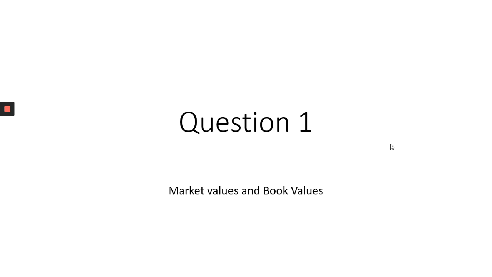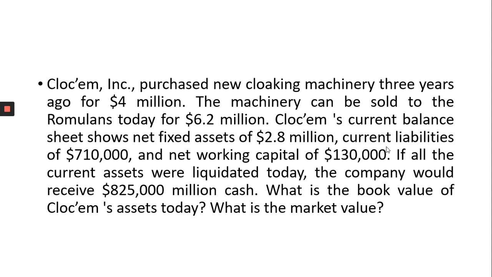Now, let's go to the first question. The first question says, Clockham Incorporated purchased new clocking machinery 3 years ago for 4 million. The machinery can be sold to another company today for $6.2 million. That means the fixed asset cost was $4 million, and now they can sell it for $6.2 million.